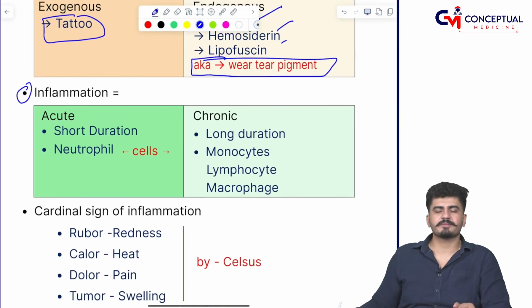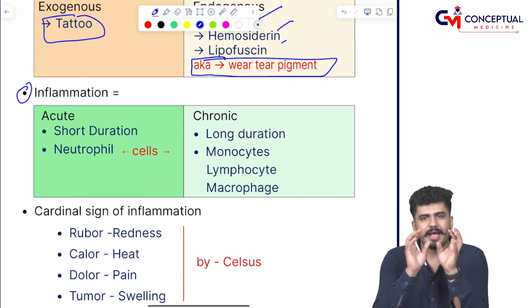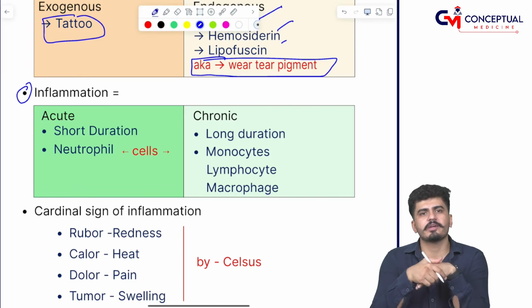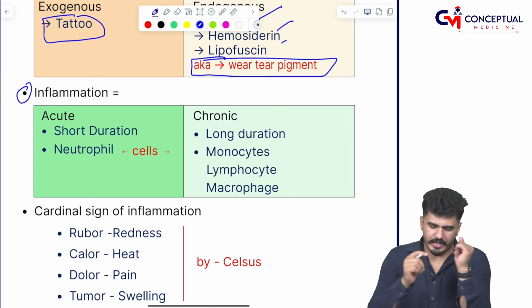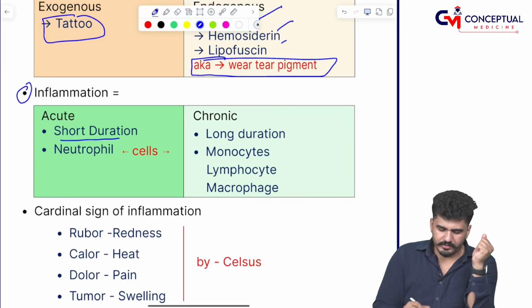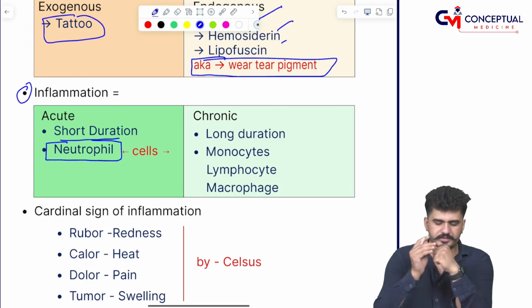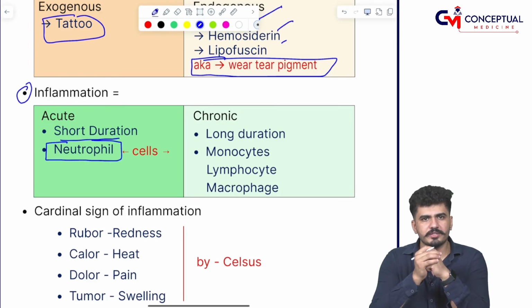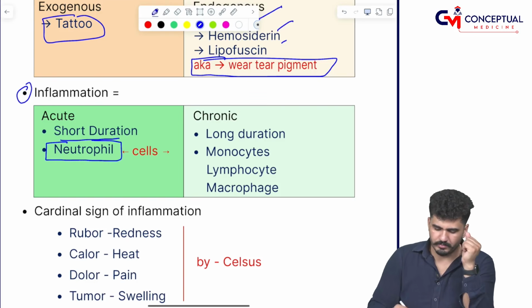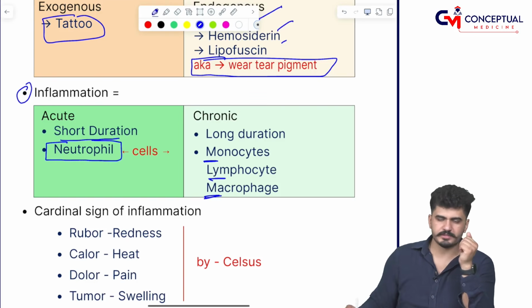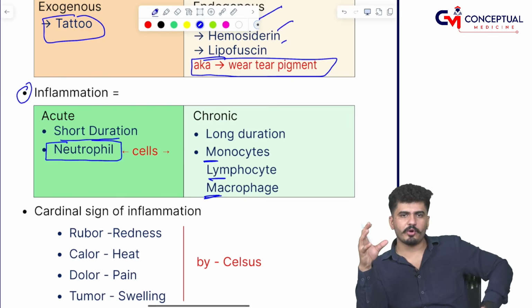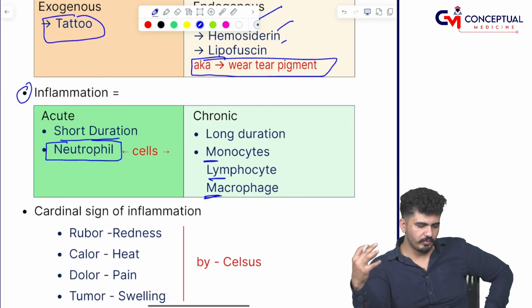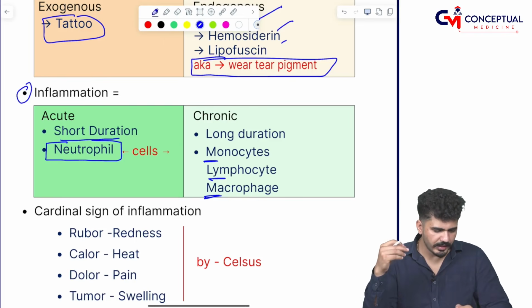Now let's talk about the next part, that is inflammation. Inflammation can be subdivided into acute and chronic. Acute has short duration, and the cell coming in the acute one is the neutrophil. Chronic is long duration, and the inflammatory cells coming are monocytes, lymphocytes, macrophages. I'm going to tell you how acute and chronic work with a proper flow chart.